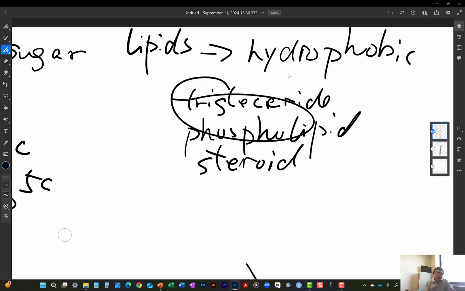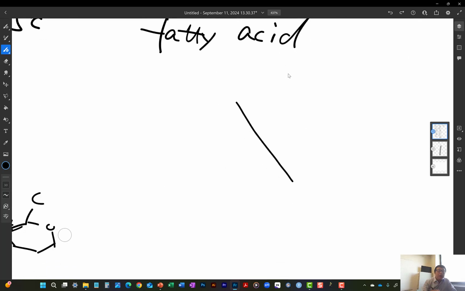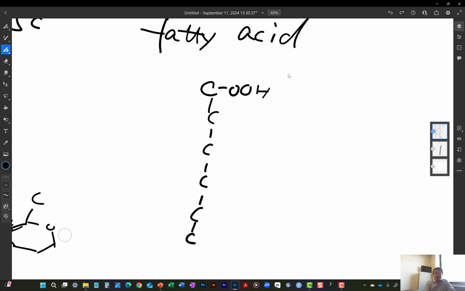In both triglycerides and phospholipids, their monomer is called a fatty acid. What is a fatty acid? A fatty acid has a head of acid followed by a carbon chain. The carbon chain may have different numbers of carbons. In humans, the most common are 16 and 18, not 16 to 18, 16 and 18. Even number carbon chains are more popular in the human body than odd number carbon chains.